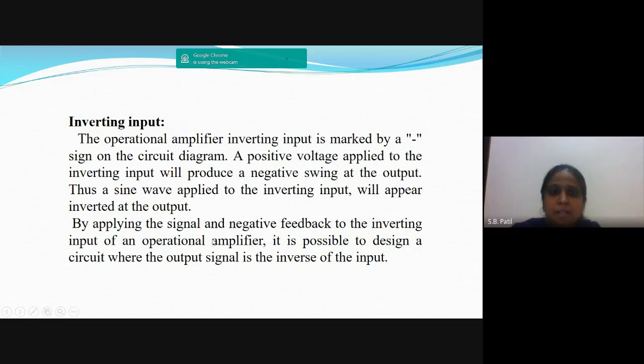So by applying the signal and the inverting feedback to the inverting input of the operational amplifier, it is possible to design a circuit where the output signal is the inverse of the input.